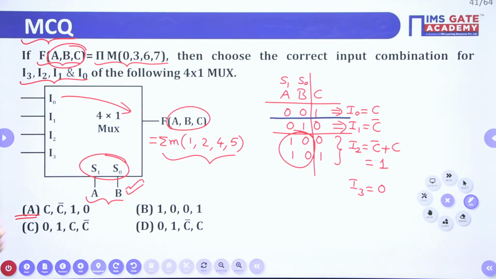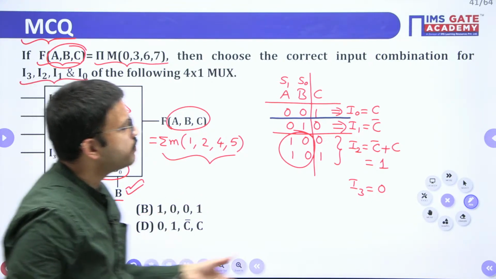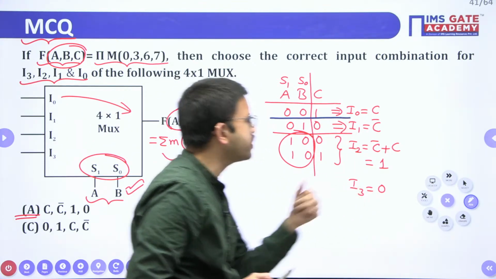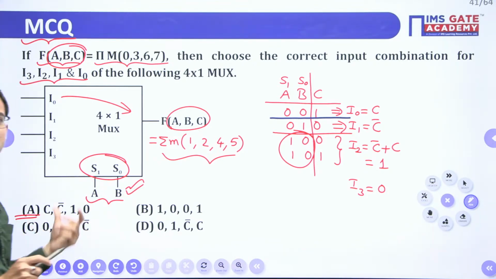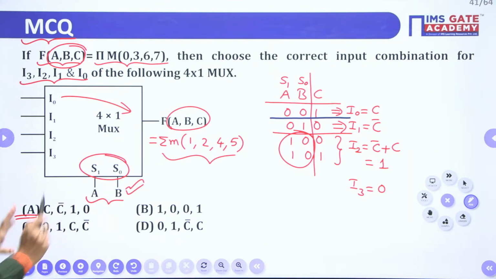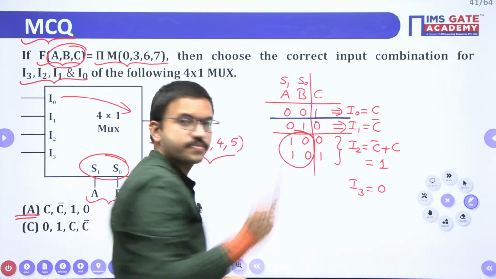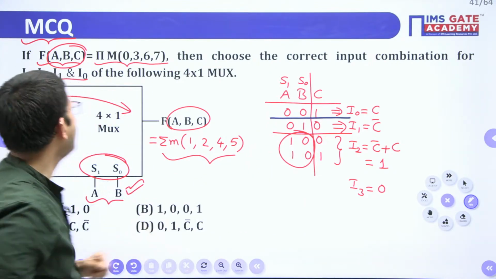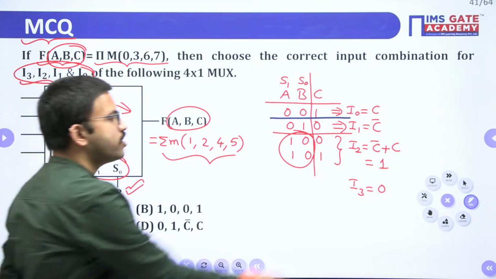See, most of the time, in a hurry, the moment students get I0, I1, I2, I3 like this, here also you have C bar, 1, 0. Because of that, most of the students will choose option A as correct. But option A would be correct only if they had asked I0 to I3. Here what they have asked is I3, I2, I1, I0. That means you have to consider the reverse.